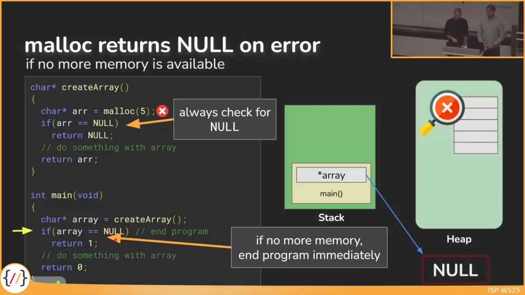And if there is no memory available, we have to end our program immediately. If not, then this if here does not fire, and we go to whatever we want to do back here. So very important, always check for null.